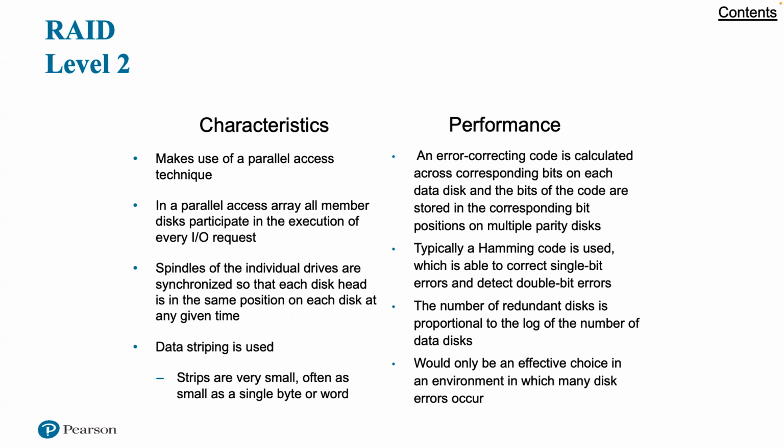Typically, a Hamming code is used, which is able to correct single bit errors and detect double bit errors. The number of redundant disks is proportional to the log of the number of data disks, and it would be an effective choice in an environment in which many disks have errors.